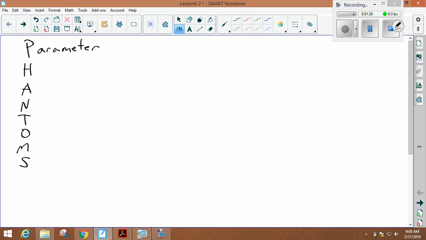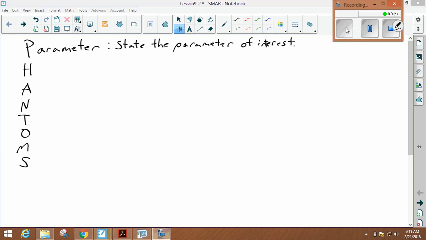So what you need to do is state your parameter of interest. So examples of parameters, right? What would our parameters be? Mu, x bar, p hat, right? Those will be our parameters of interest in this case.